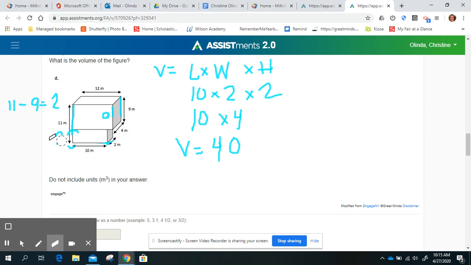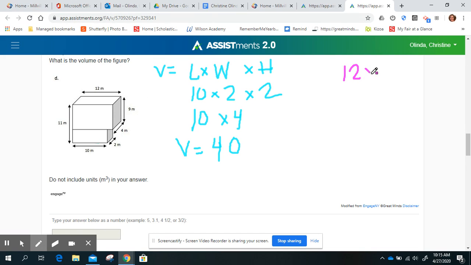And then I need the volume for my top shape. So let me erase some of this. And I know my length is 12. And I know my height is 9. And I know the width is 4 because it tells me. 9 times 4 is 36. And then I have to multiply by 12. Again, if you're not sure how to do that sideways, you can always do it like this.